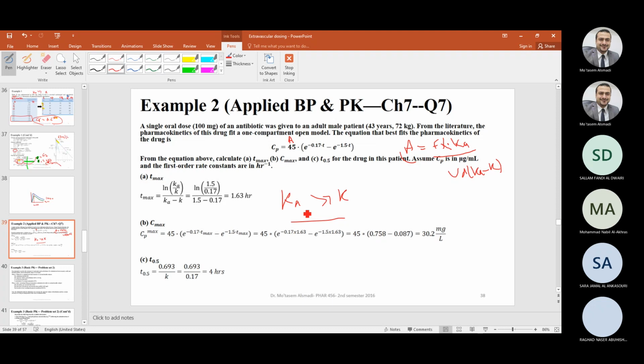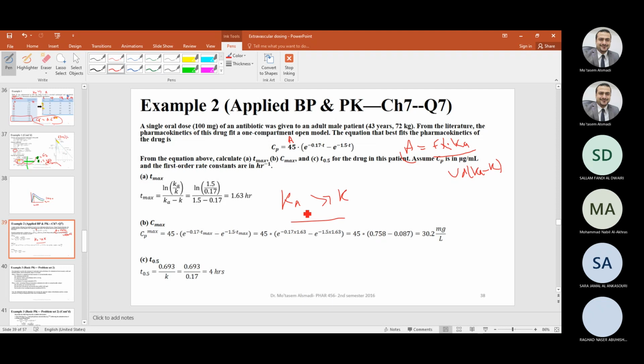So what about the Tmax? Tmax is the natural log of Ka divided by K, divided by Ka minus K, right? Now we know that the Ka is 1.5 and the K is 0.17. Just plug in the values here. That will give you a Tmax equal to 1.63 hours. Now the last step, what's the Cmax? At the same dose, which is 100, use the same equation and put the value here of t equal to Tmax, right?